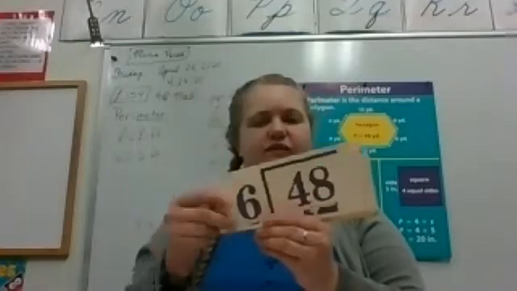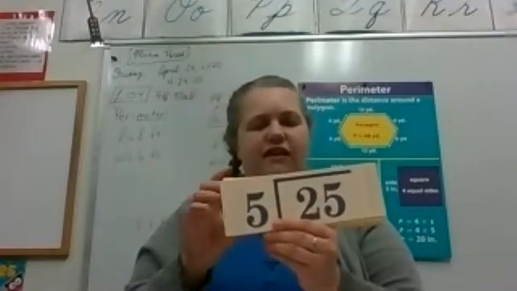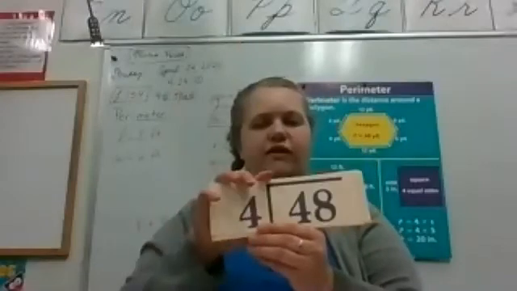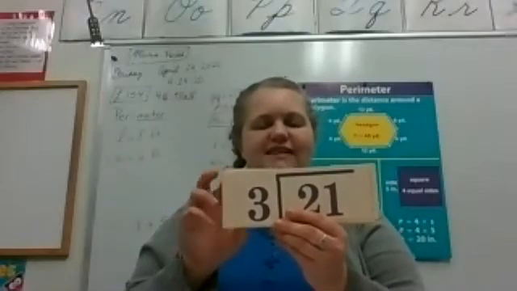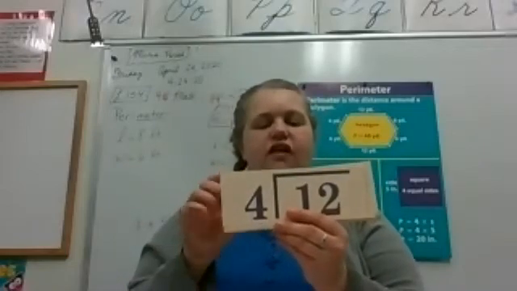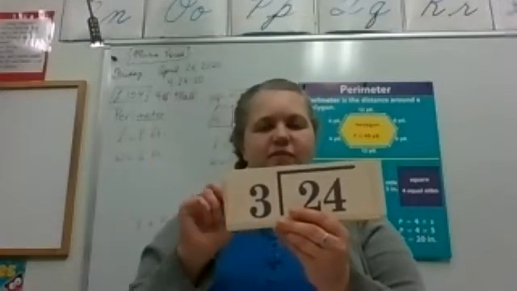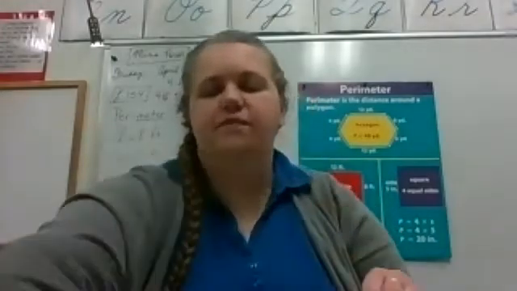12. 42 divided by 6, 7. 48 divided by 6, 8. 25 divided by 5, 5. 20 divided by 5, 4. 48 divided by 4, 12. That one might be a little more tricky, it's 12. 21 divided by 3, 7. 12 divided by 4, 3. 27 divided by 3, 9. 24 divided by 3, 8. We're back at the beginning, all right.